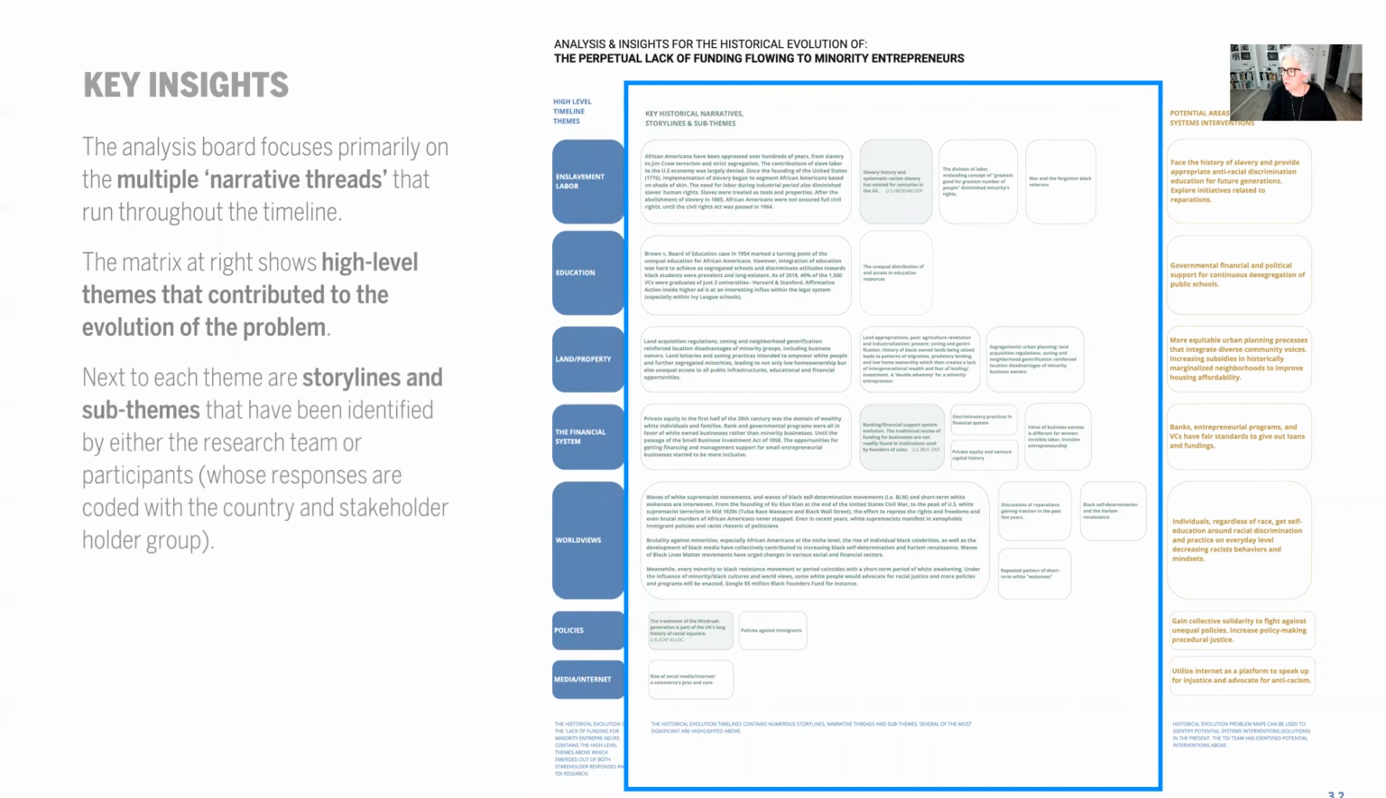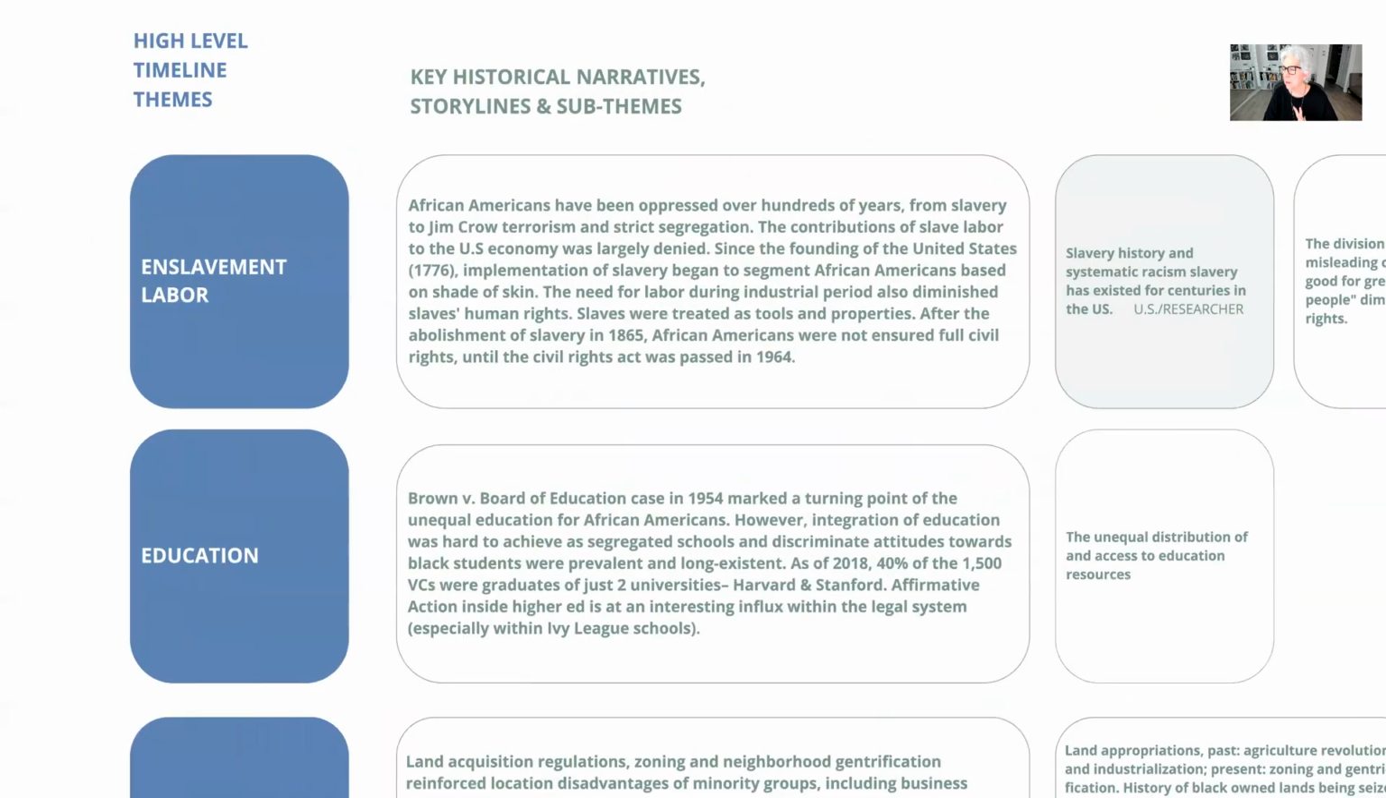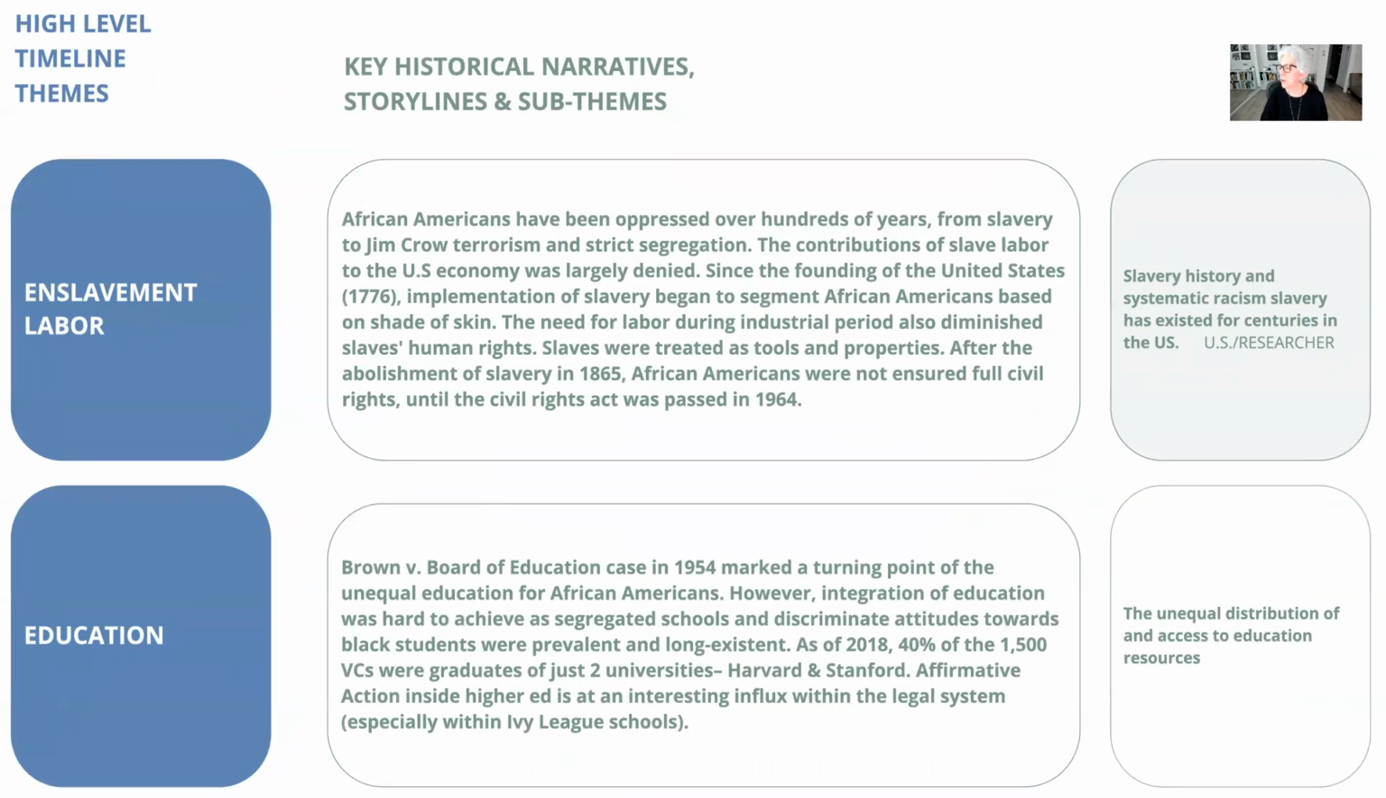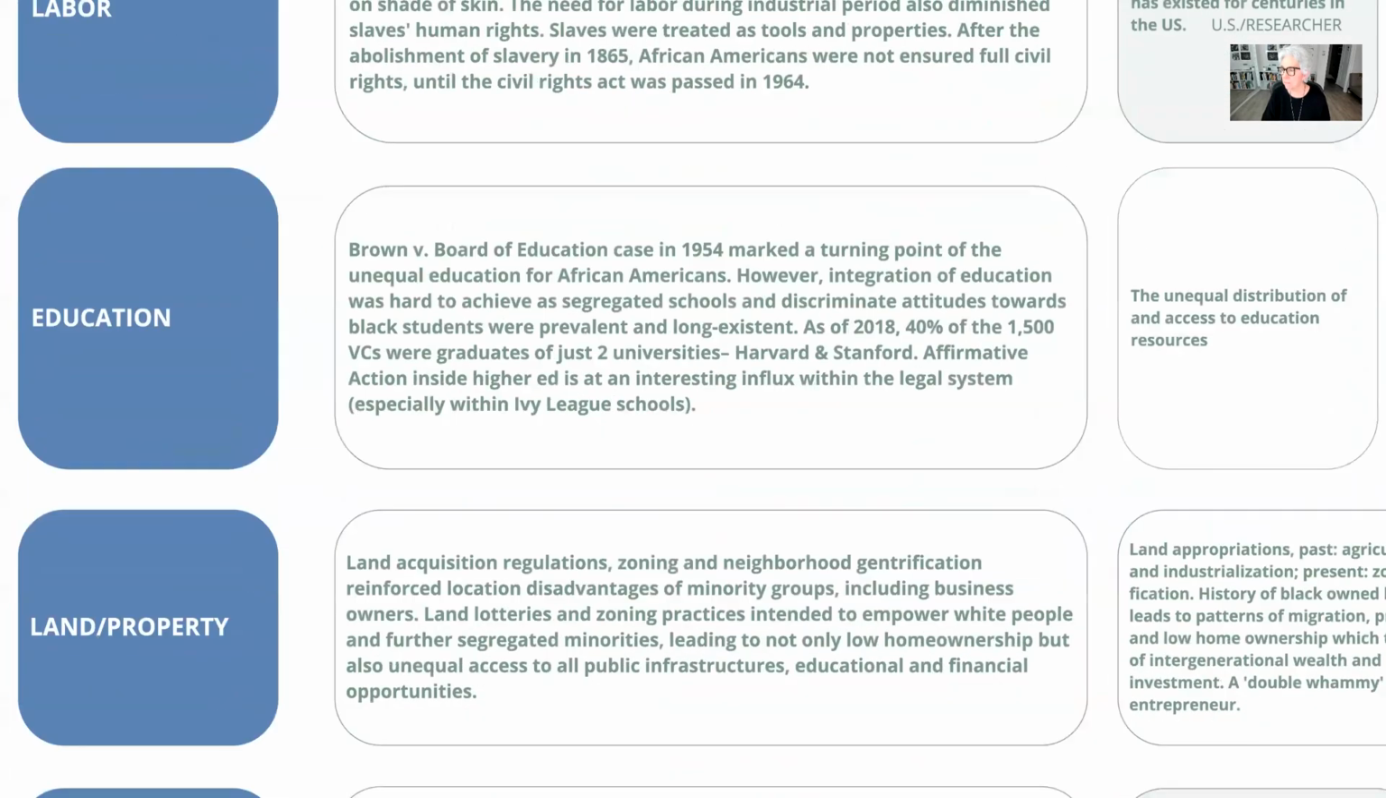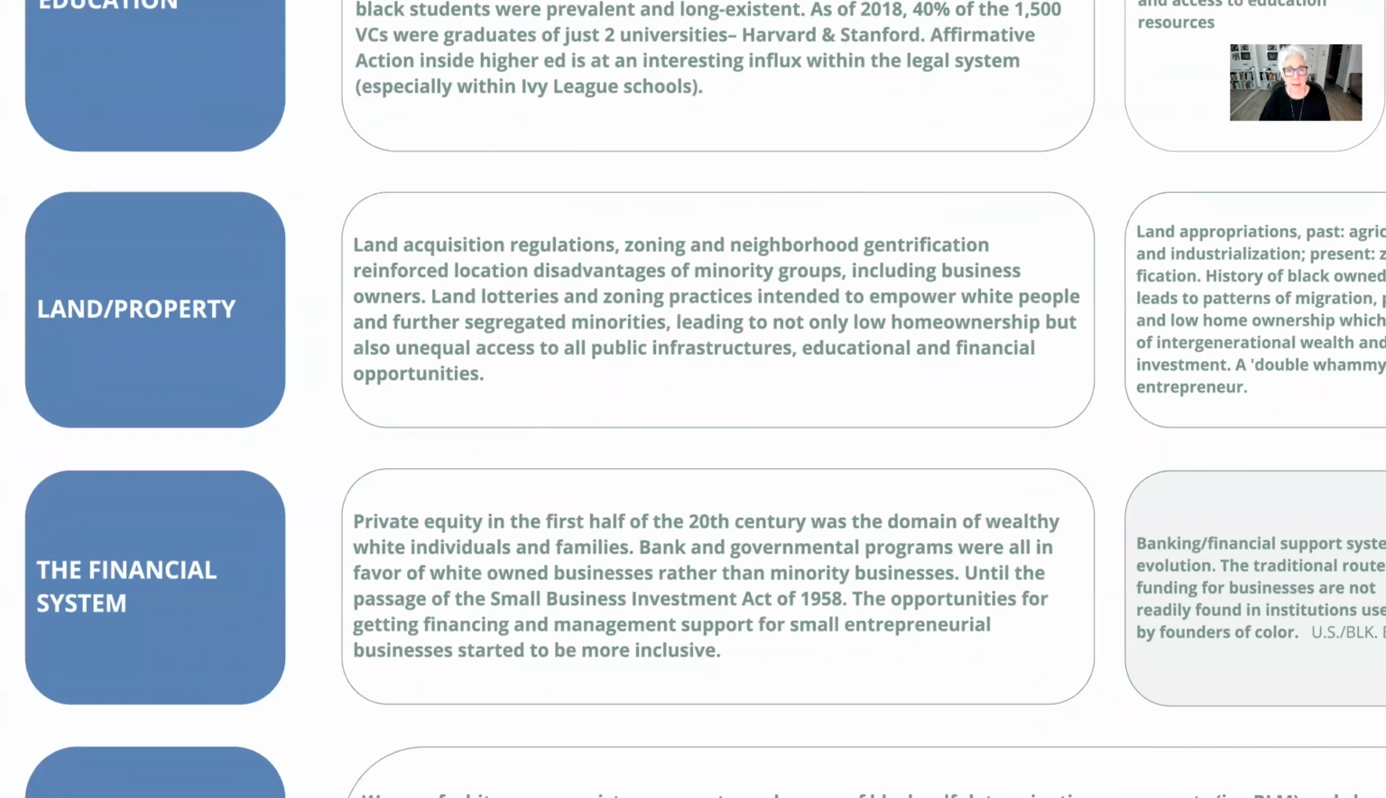And to the right of each, the research team has provided an overview of these narratives, storylines, and subthemes within each category. Here we see narratives within the categories of US enslavement labor that began with a country's founding, and the way in which systemic oppression extends into the educational sector, as well as land and property ownership, which affects minorities' inability to accrue generational wealth.